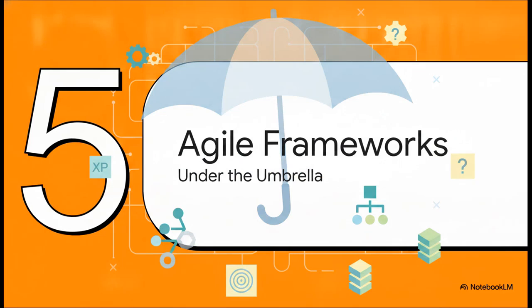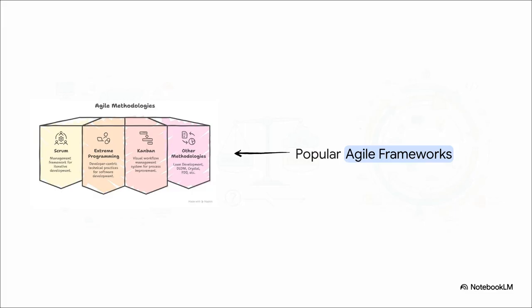Section 5, Frameworks under the umbrella. Okay, pay attention, because here is a classic trap professors absolutely love to set. They might not actually use the word Agile in the multiple choice options. You need to know that Agile is really an umbrella term for several specific methodologies.